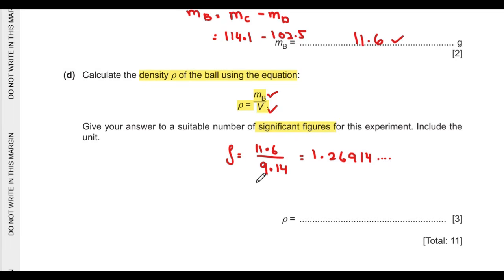1.26914. Now the question asks to give the values to suitable significant figures, and the values over here have three significant figures. So I'll also write my answer to three significant figures, and it would be 1.27, and the units would be gram per centimeter cube.